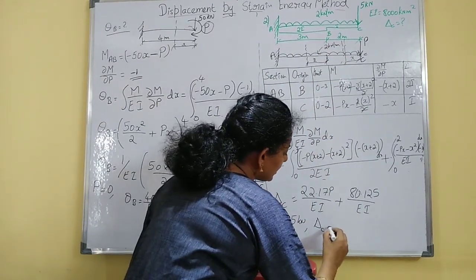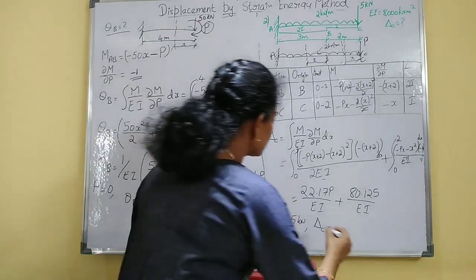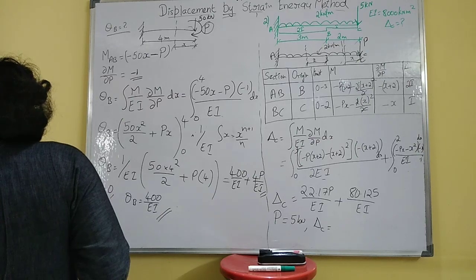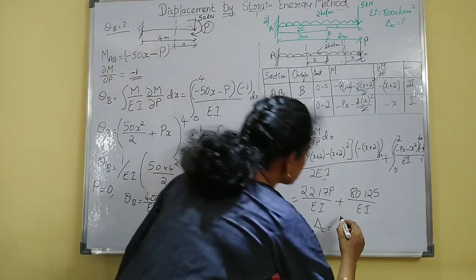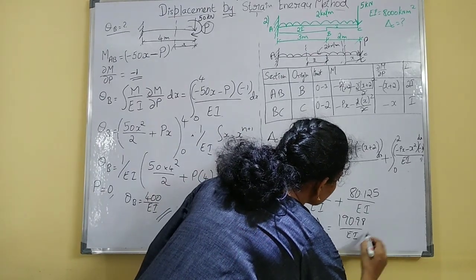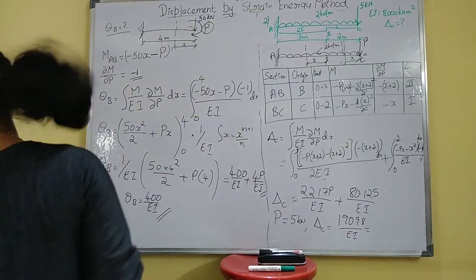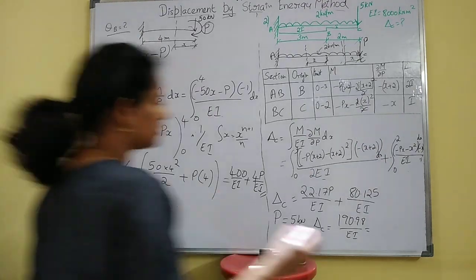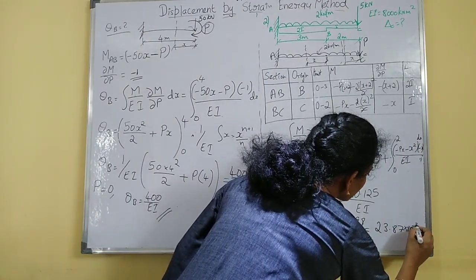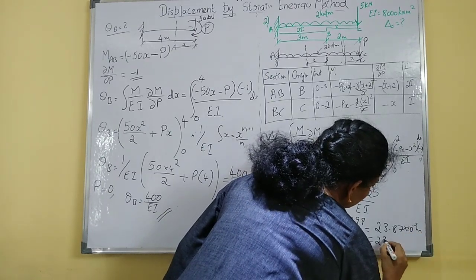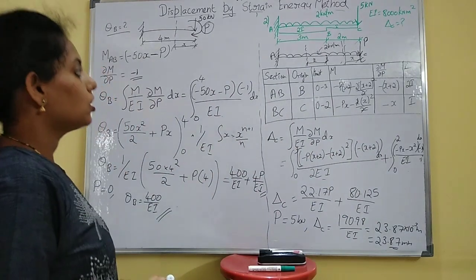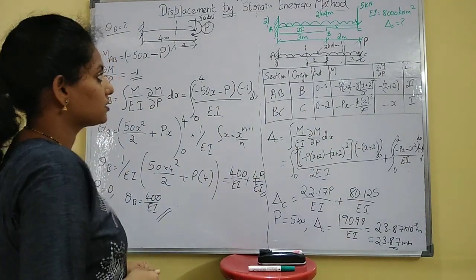Delta C is equal to, just substitute P equals 5, you will have 190.98 by EI. Substitute EI as 88,000 kilonewton meter square, you will get 23.87 into 10 power minus 3 meter, which is equal to 23.87 mm. So this is your displacement.